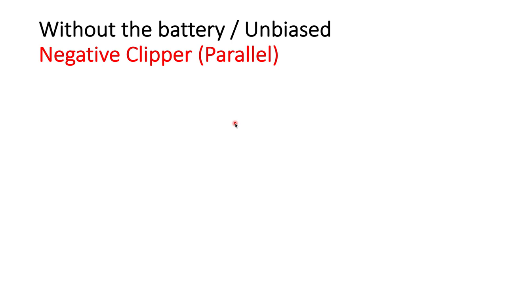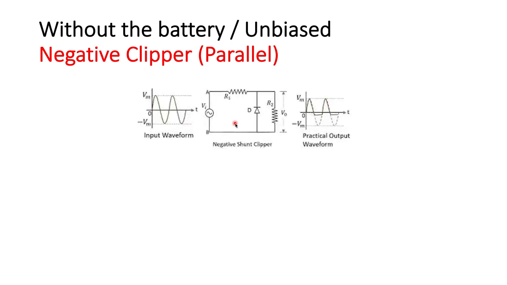Next, we are discussing without the battery again, and now it is a negative clipper, parallel again. So we can see that, as in the earlier image, it was exactly zero, but now there is a slight voltage here. This is the practical case. The earlier image we showed for the positive clipper is just the ideal concept. Since I only got this image, it is the practical output waveform. Please note.